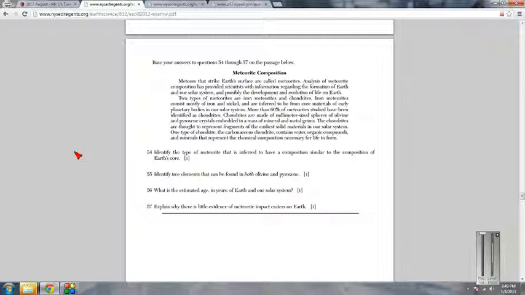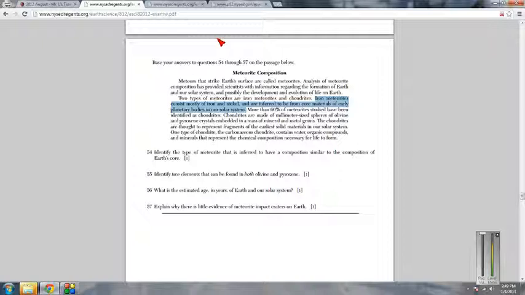Now, this section almost seems like it belongs on an English Regents. It comes down to being able to read the passage and find a lot of the answers. Now, the first question is asking, what is Earth's core made of? There are two ways to actually get this answer. It says here, iron meteorites consist mostly of iron and nickel and are inferred to be from core materials of early planetary bodies in our solar system. Okay, so that tells you that a lot of it is going to make up the planets, right? Because it comes from materials of early planetary bodies in our solar system.